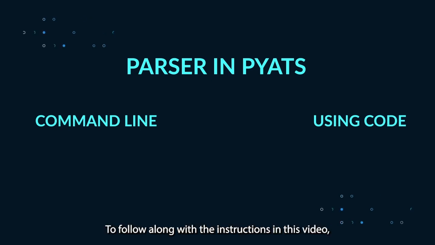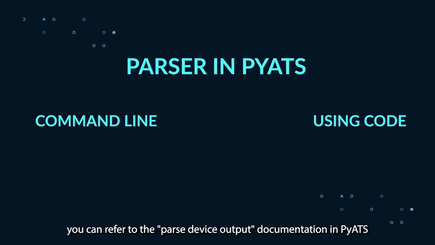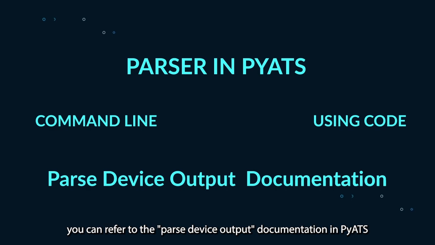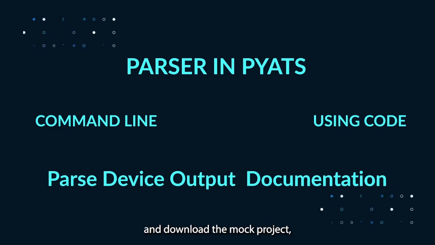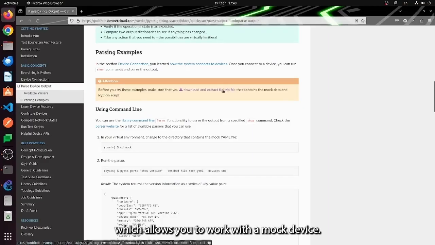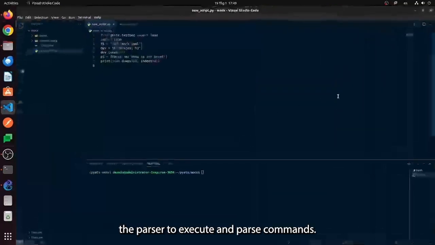To follow along with the instructions in this video, you can refer to the parse device output documentation in PyATS and download the mock project, which allows you to work with a mock device. I have already written some code which uses the parser to execute and parse commands.